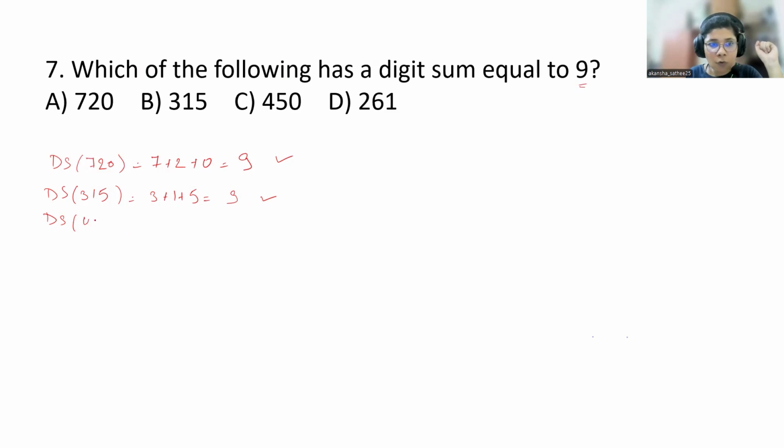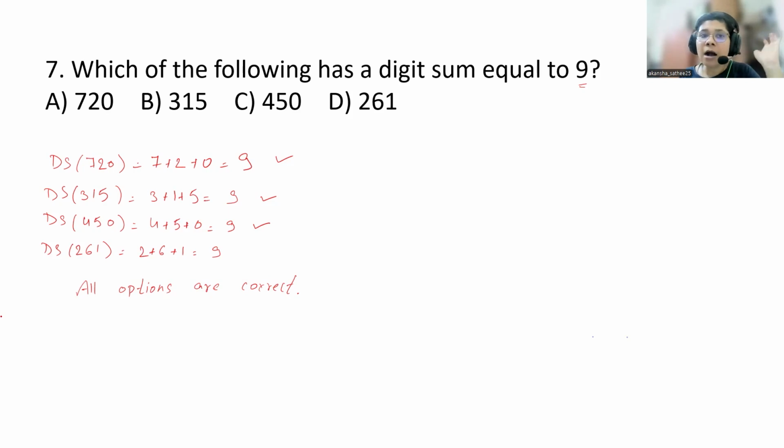Digit sum of 450. It is 4 plus 5 plus 0. It is again 9. Good. Correct option. Digit sum of 261. And that is 2 plus 6 plus 1. 2 plus 6 is 8, plus 1. It is 9. So all options are correct actually.